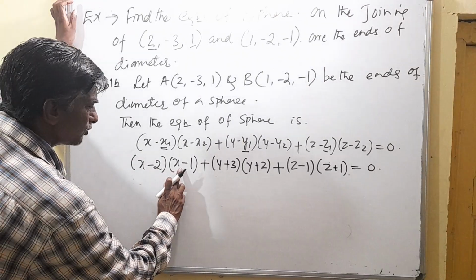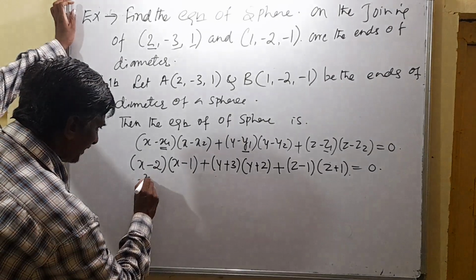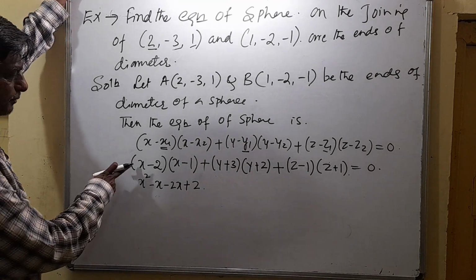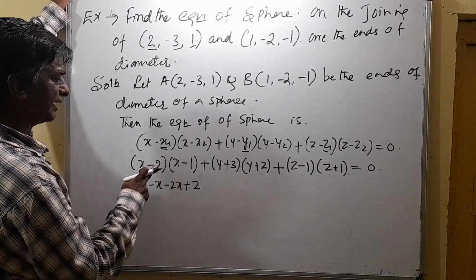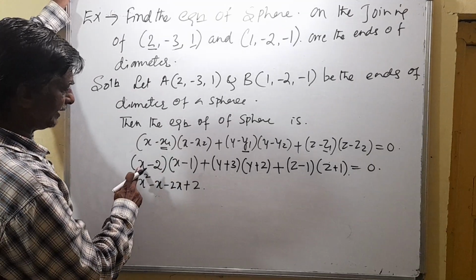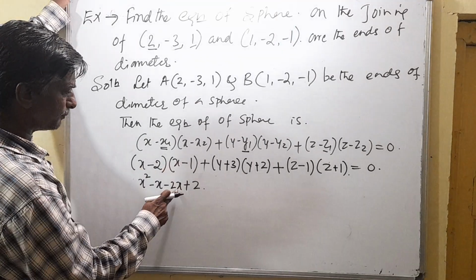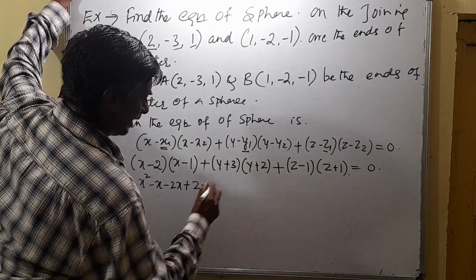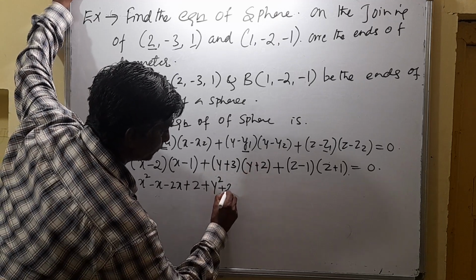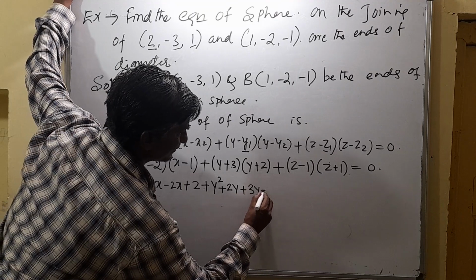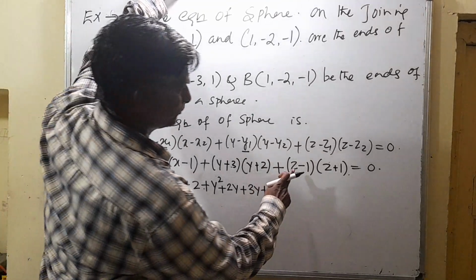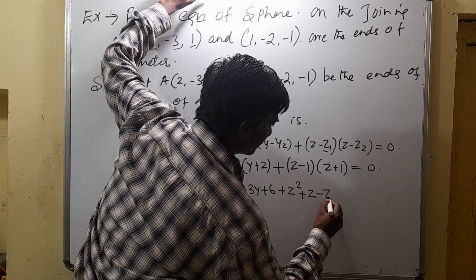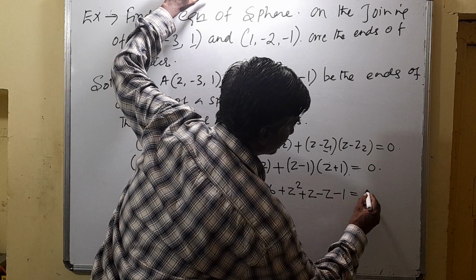X minus 2 into x minus 1. X into x, x square, x into minus 1, minus x, minus 2 into x, minus 2x, minus 2 into minus 1, plus 2. Is it right? I am multiplying this by first x and this by minus 2. Clear? Okay. Plus y into y, y square. Y into 2, plus 2y. Plus 3y. Plus 6. Plus z into z, z square. Z into 1, plus z. Minus 1 into z, minus z. Minus 1 into 1, minus 1, equal to 0.